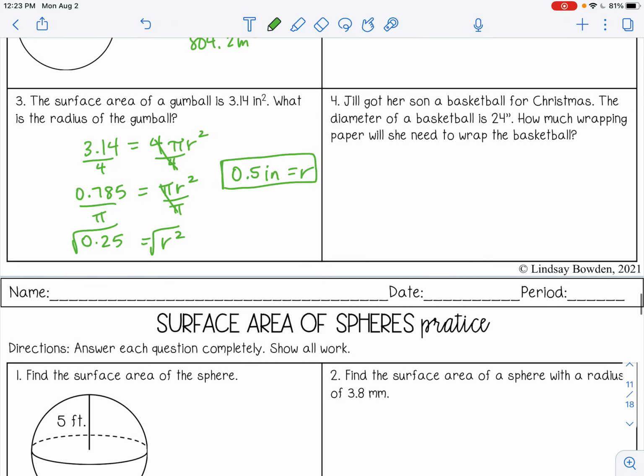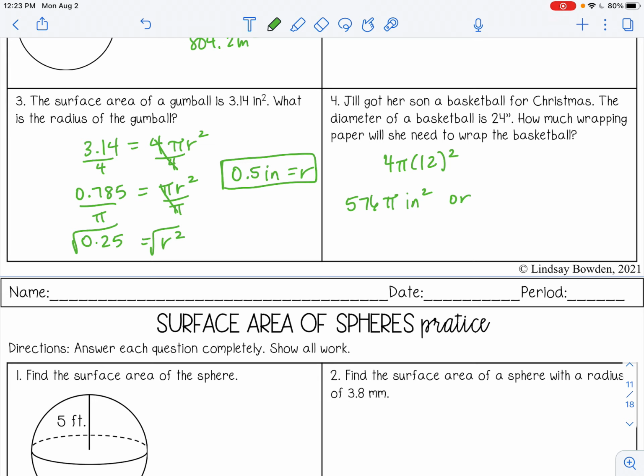All right, and then the last one, Jill got her son a basketball for Christmas. The diameter of the basketball is 24 inches. How much wrapping paper will she need to wrap the basketball? All right, so that means the radius is 12. So 4 pi 12 squared. So that would be 144 times 4. That's 576 pi inches squared.